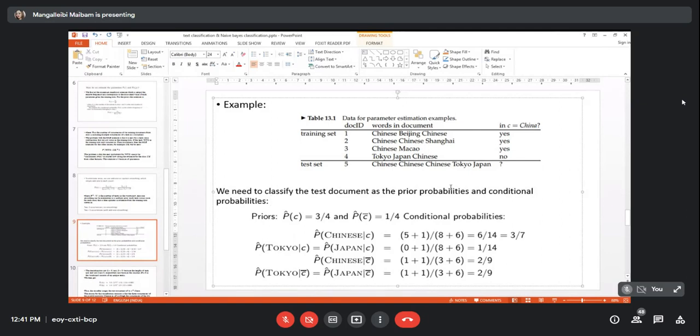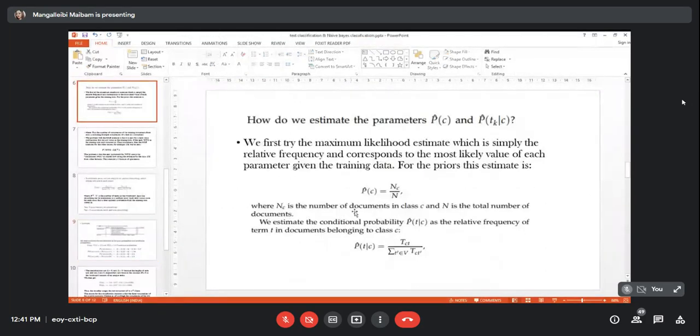So for finding the prior probabilities, here for China class, 3 divided by 4. How many China classes are there? 1, 2, 3 China classes are there. So 3. And 4 is how many documents are given? 1, 2, 3, 4. So this is Nc by N. This is for the prior estimate.